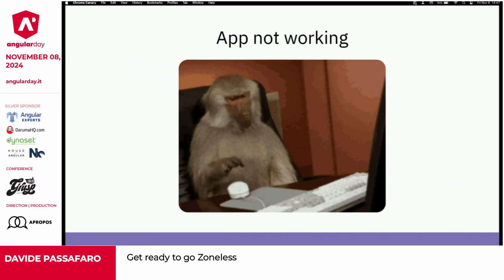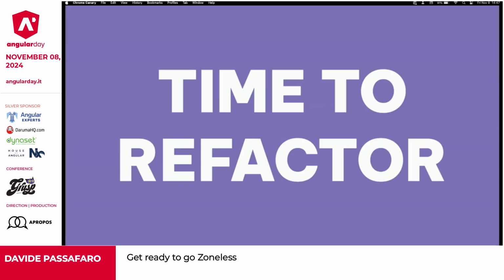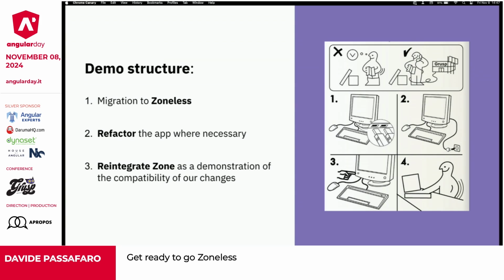So it means that it's time for a small refactor, not huge. So I prepared a small demo. It's really, really small. The idea of the demo is to migrate this small demo to zoneless. I see someone is laughing, so probably you noticed the GrUSP name on the fake IKEA shop. So we are going to migrate it to zoneless. We are going to refactor this small, really small application where necessary, and then we are going to reintegrate zone.